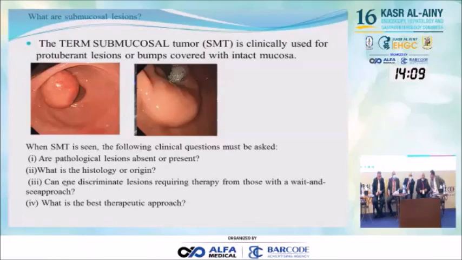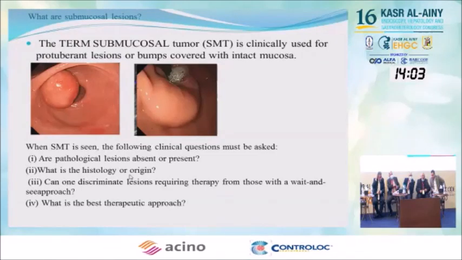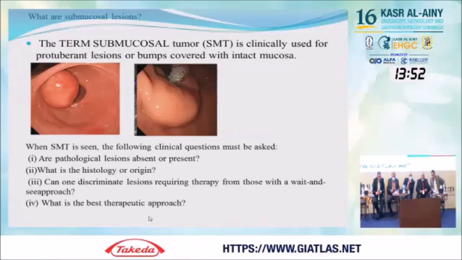When you see a submucosal tumor, you will ask yourself, is it a pathological lesion or not? Is it benign, locally malignant, or malignant? What is the histology of this lesion? And what is the specific approach according to the histology of this lesion?